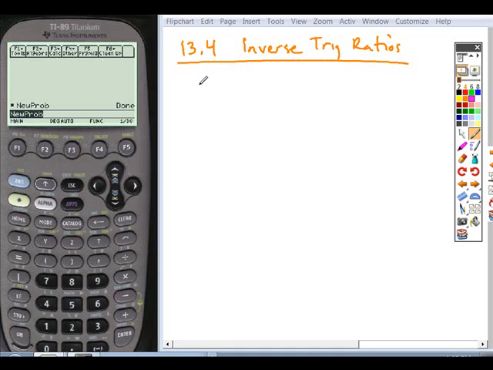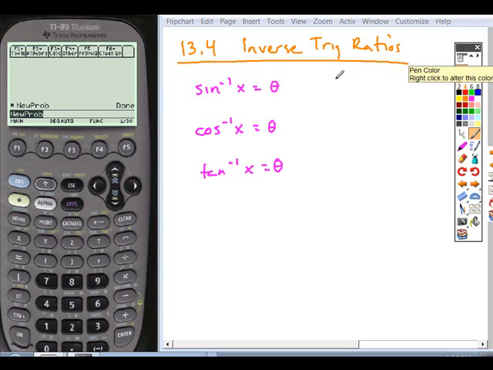Right, the inverse trig ratios that we're going to be looking at are the inverse sine, inverse cosine, and the inverse tangent. Let me write these in a different way here. In each of these cases, the way that they'll be expressed is in this form, because what you do with these inverses is you are finding unknown angles.